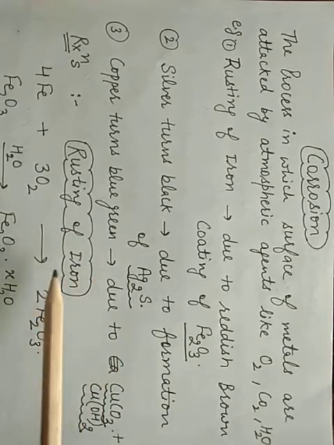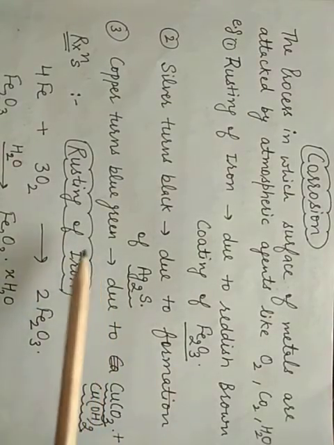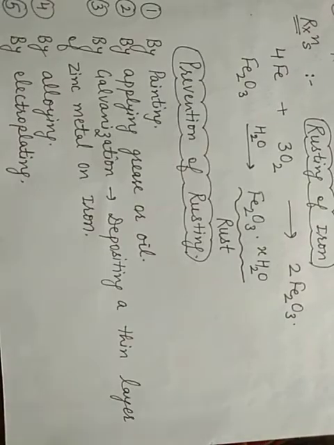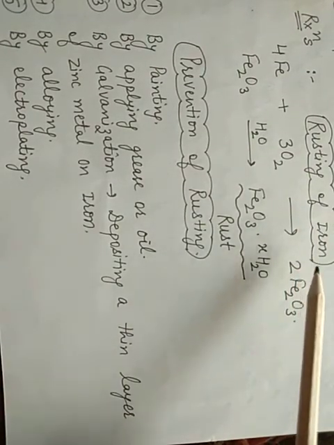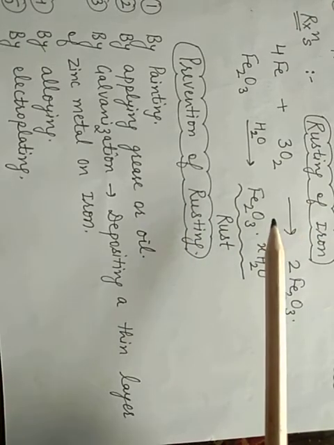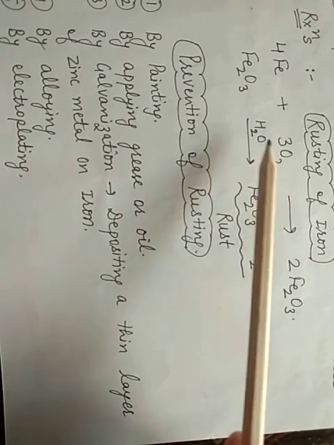Next, how will you explain the rusting of iron? Rusting of iron is a corrosion. So corrosion involves only two conditions. First is oxygen and second is moisture. Moisture comes from water.